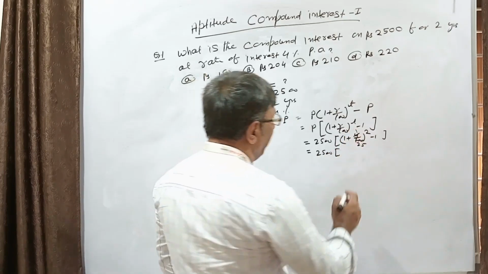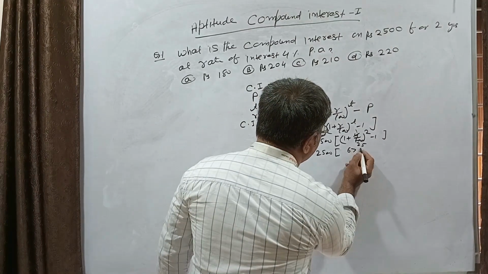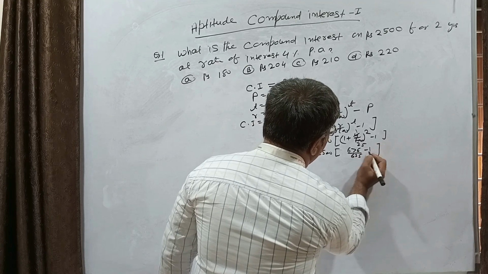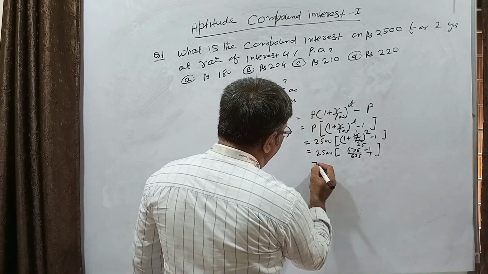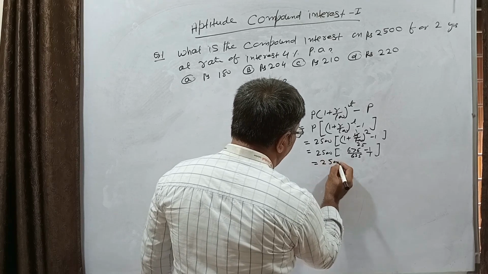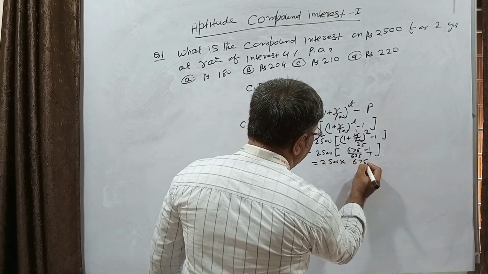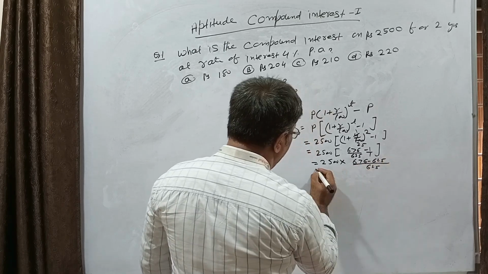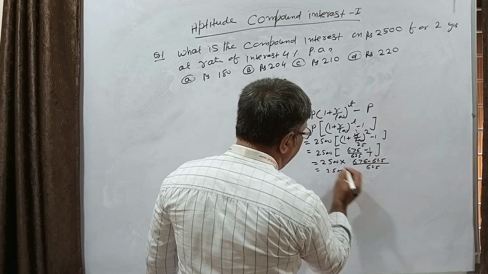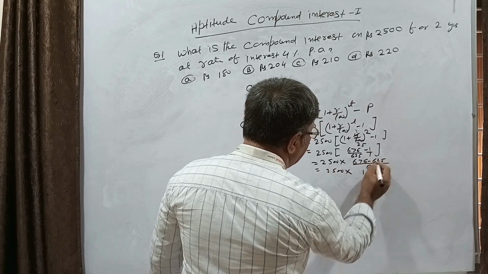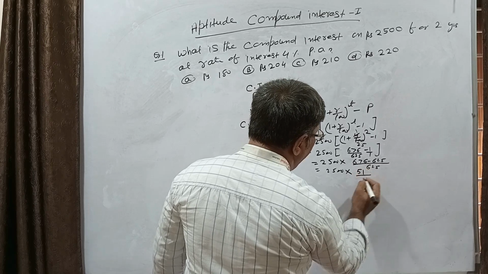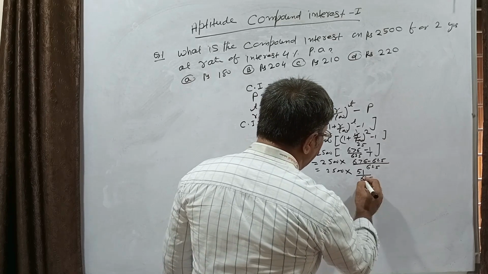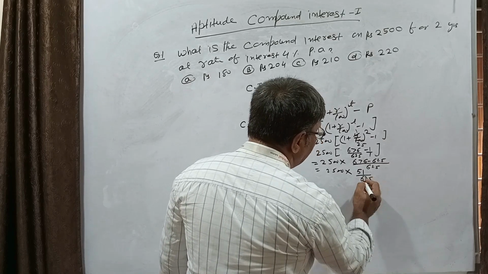Here there is a square. So 26 square is 676, and 25 square is 625, minus 1. When we solve this number, we will get 2500 into 676 minus 625, divided by 625. Again, 676 minus 625 gives 51. So this is 51 upon 625.